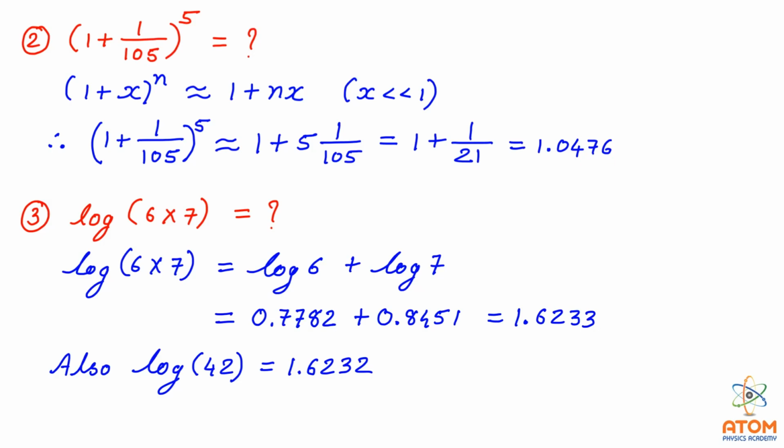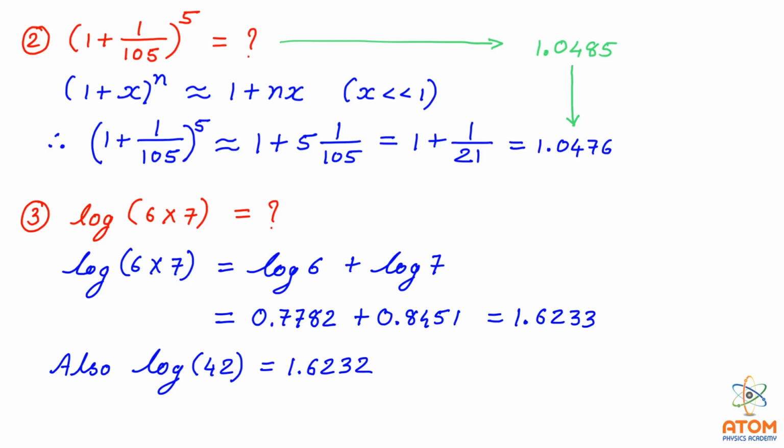1.0476. Now let me tell you, if we go with the regular method to solve this, then the answer will be somewhat 1.0485. We'll get the answer from the regular method as 1.0485. And here by the binomial theorem, we are getting 1.0476, which is near to the correct answer.